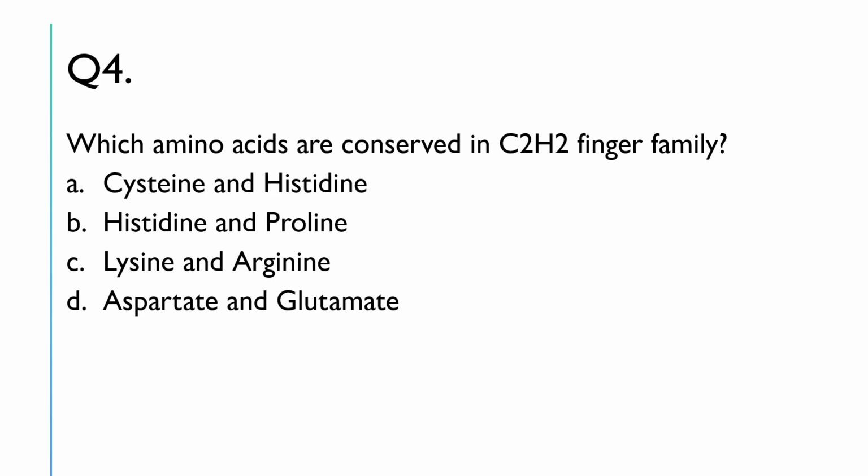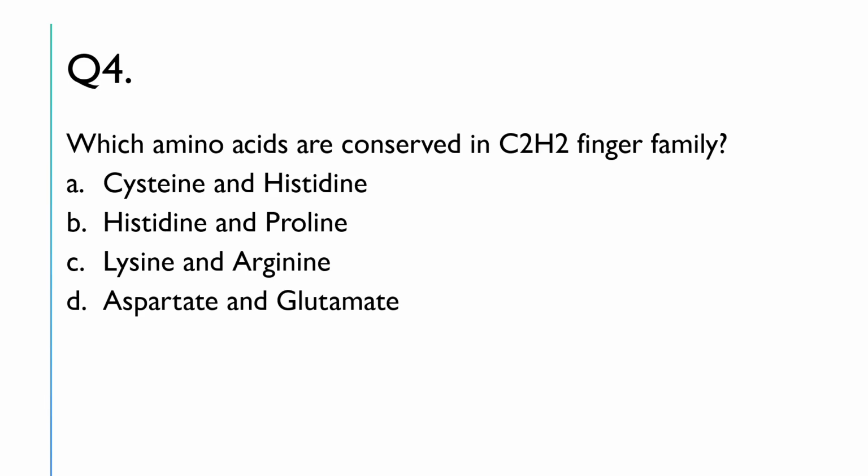Okay, I guess everyone answered. That is A. This means cysteine and histidine, right? So your answer is correct. As the name suggests, C2H2 means C for cysteine, H for histidine. These are the conserved amino acids in the C2H2 finger family.